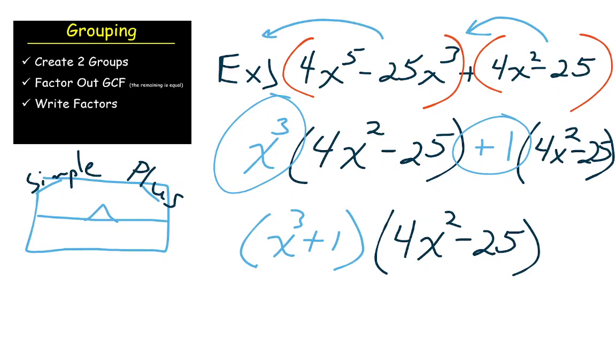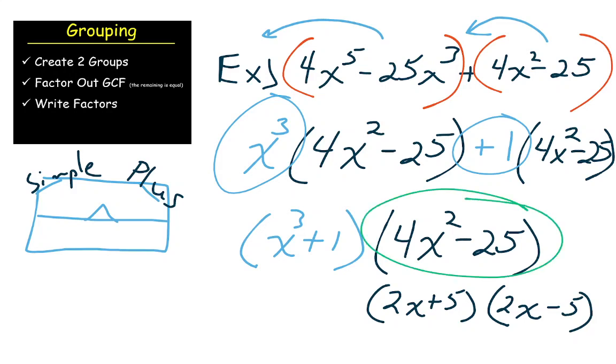That allows us to follow the same strategy. It allows us to create our 2 groups. Now, the thing that is special about this problem, maybe the little plus piece, is just like we did previously, 4x squared minus 25 actually can be broken down again. It can be broken down into a 2x and a 2x, as well as a plus 5 and a minus 5. You see, 4x squared minus 25 is called a difference of squares.